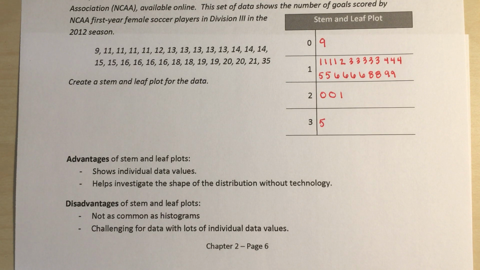Disadvantages: again, they're not as common as other types of graphs, like our histograms, which we're going to talk about next, and there's the same challenge that we saw in the last example. If we were to have a very large data set, we'd have a lot of numbers in our stem and leaf plot. So these are generally a little bit better for smaller data sets.